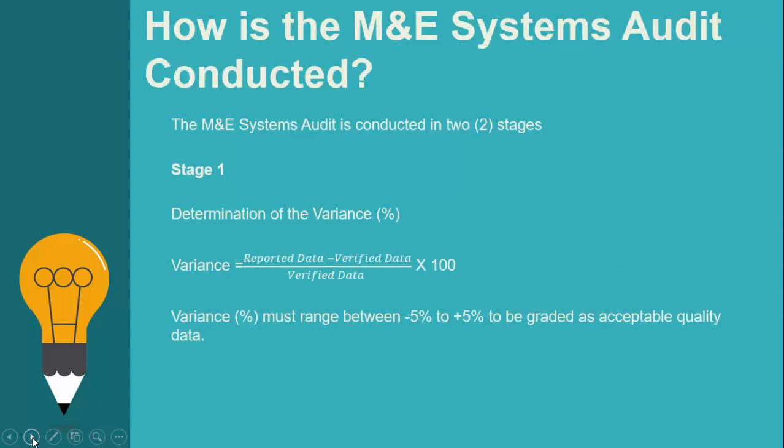Now, how is it conducted? All right. There are two stages. I'm going to talk about the first stage of conducting the M&E Systems Audit. So the first stage is where you calculate what is known as the variance. The reason why you do this calculation is because you want to determine the level of accuracy of the reported data that is coming to your organization.